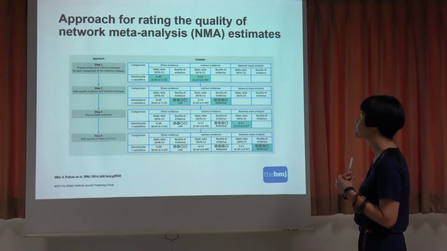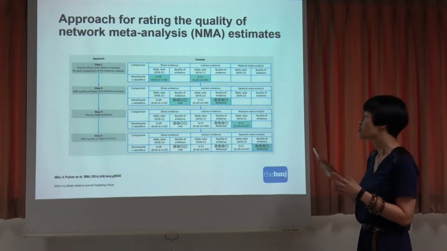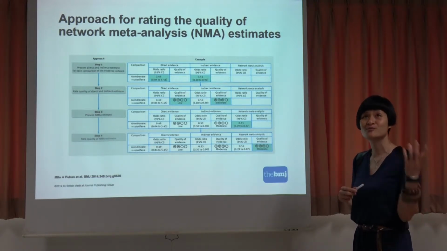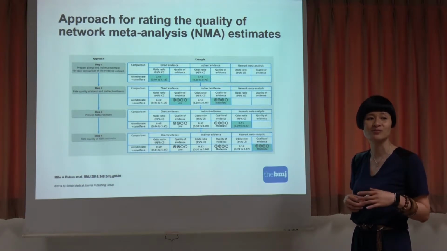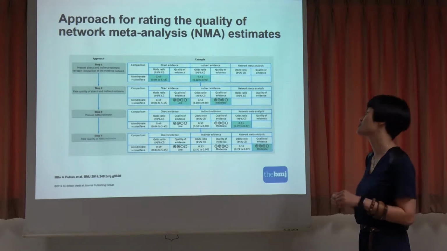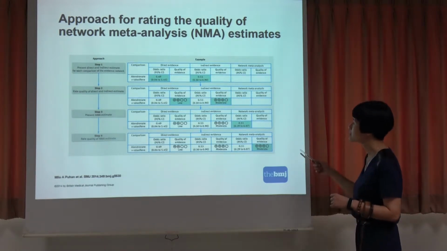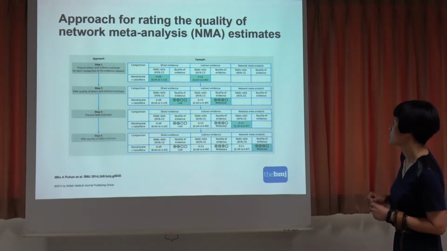Incorporating quality of studies. Again, just because you're doing a network meta-analysis doesn't mean you don't do your quality assessment. You still go through the same steps in your systematic review. You read the studies, you extract the data, you critically appraise and assess risk of bias in these studies. So this isn't using the GRADE approach.